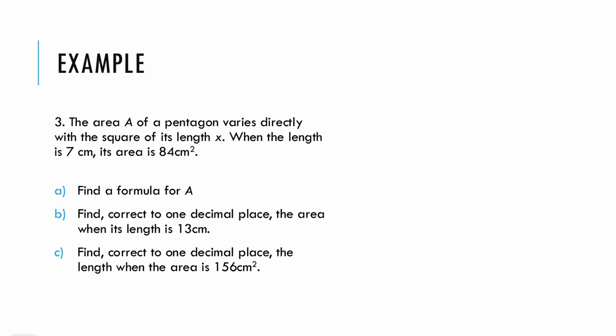So let's look at this example here. The area A of a pentagon varies directly, so there's that hint again, varies directly with the square of its length x. So when the length is 7 centimeters, its area is 84 centimeters squared. So for part A, it says find a formula. So here I'm going to start. Normally what I was doing, I was writing y equals kx. However, in this instance, notice that it says the square. So it's actually going to be y equals kx squared.